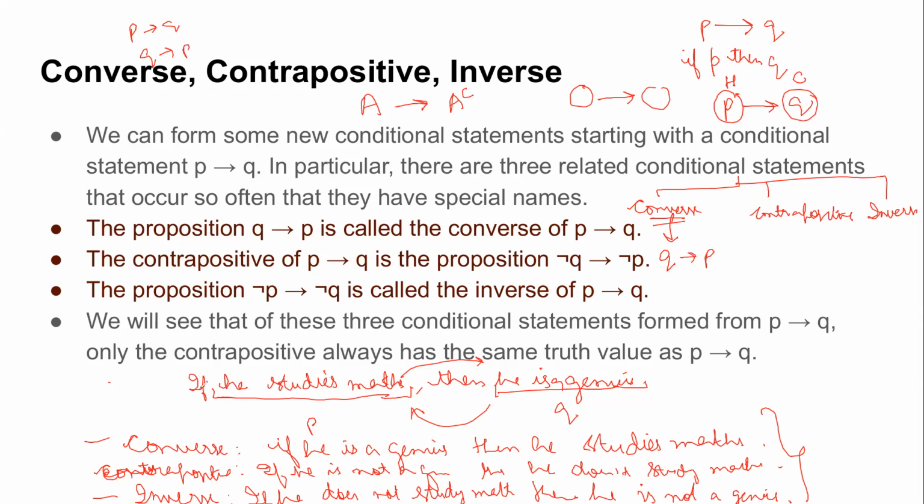Like here, I had given you a statement: if he studies maths, then he is a genius. So my hypothesis was that someone is studying maths, and my conclusion was he is a genius. Now for the converse, I need to flip it. So that's what we did. Now my hypothesis becomes that if some person is a genius, then I would conclude that he studies maths. So that is how you make the converse. Is the converse clear? It's simply flipping the hypothesis with the conclusion, right?